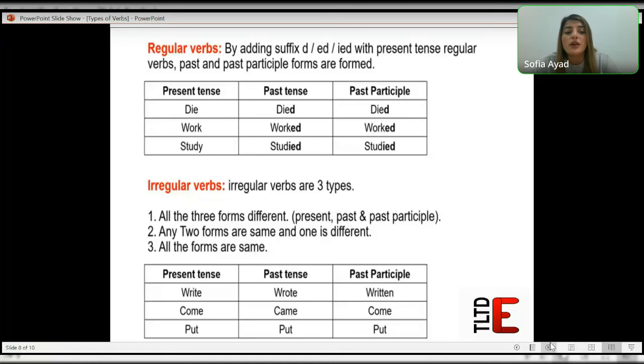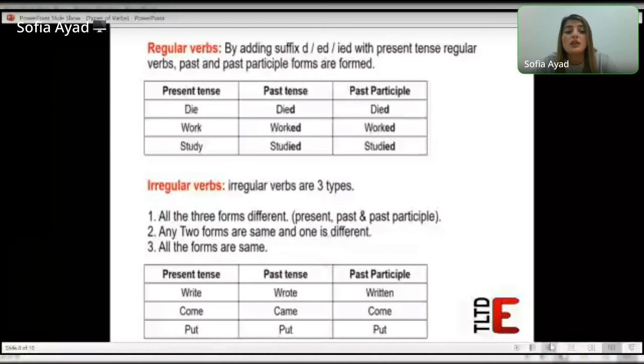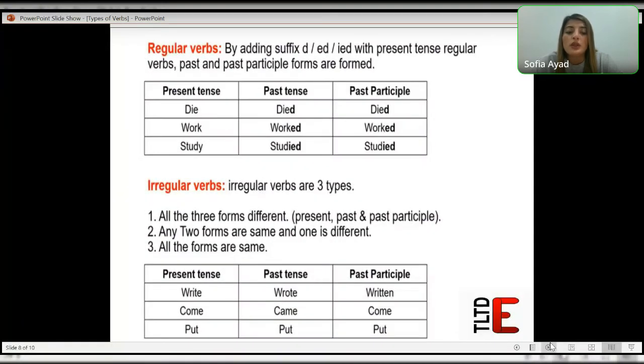So an example for the first one is write, wrote, written. So all the three forms are different. And for the second one, where any two forms are the same and one is different: come, came, come. So here the present tense and past participle are the same and the past tense is different. The third one, all the forms are the same, like put. Put in the present tense is the same as in the past tense and the same in the past participle.